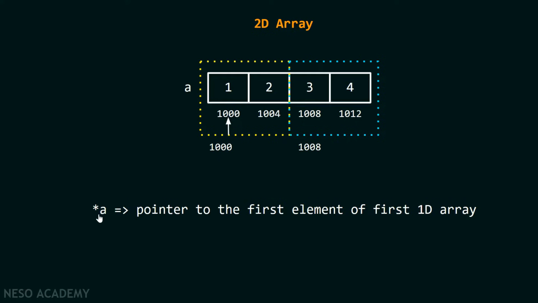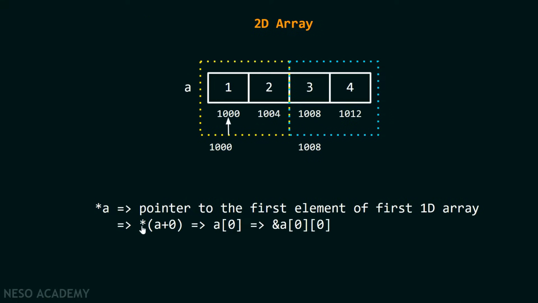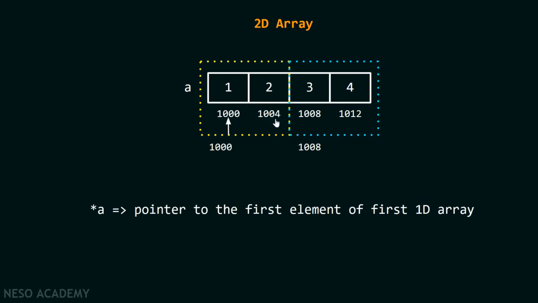Therefore, *A will not give me the element, but it will give me the address of that element, right? This *A, I can also write as *(A+0), which can be written as A[0]. And I can also write this as &A[0][0], that is the address of the first element. We already know that *A represents the pointer to the first element of the first one-dimensional array. That is, it contains the address of the first element of the first one-dimensional array.